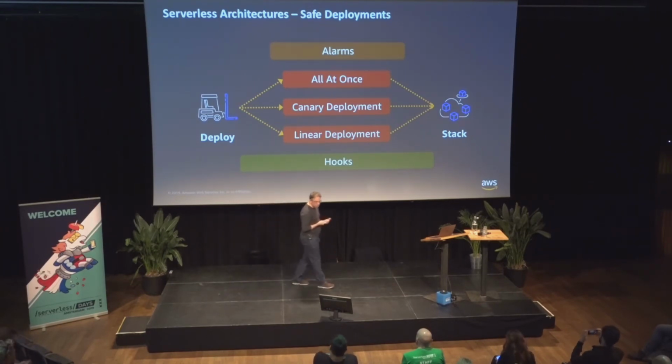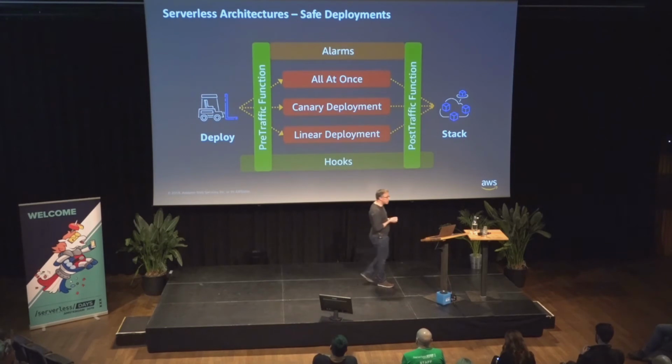And then we can also create hooks. And hooks are interesting because hooks are Lambda functions that you can write with your own code. And by the way, the same hooks also work for containers. Our container service has a similar concept. The pre-traffic function is a function that we trigger when you do a deployment, before this deployment is used by anybody. So before the first customer has touched the new deployment.